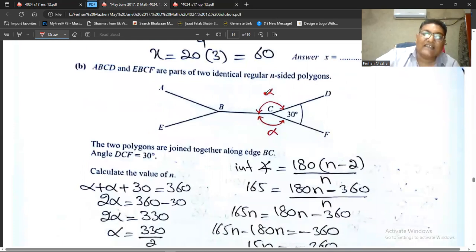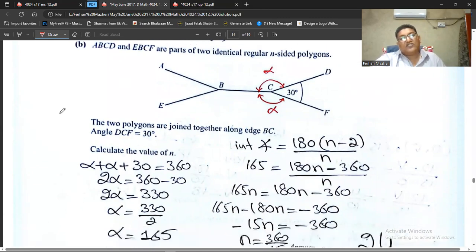Okay, so this angle is alpha, this angle is alpha. They both are the same polygons. So we will have 2 alpha plus 30 equals 360. So 2 alpha equals 360 minus 30. So 2 alpha will be equal to 330. So alpha will be equal to 330 divided by 2. So alpha will be 165.